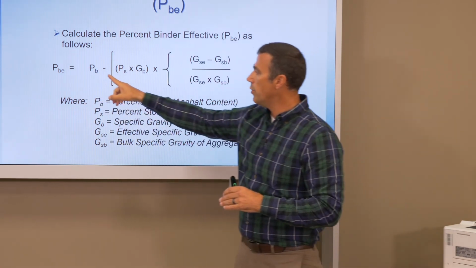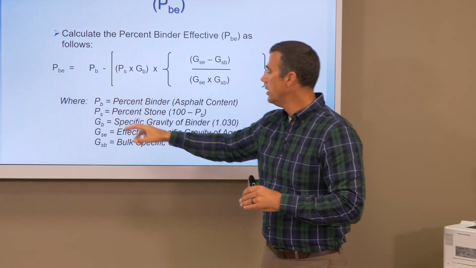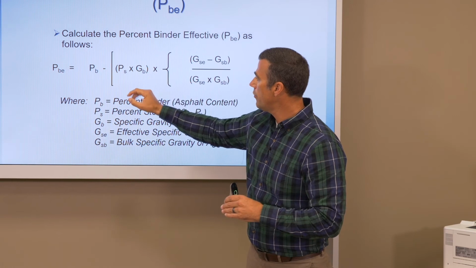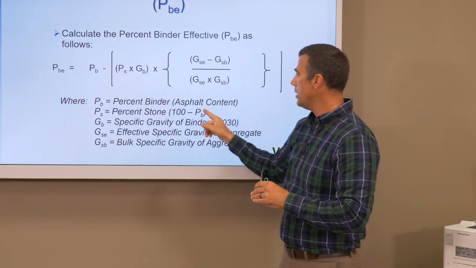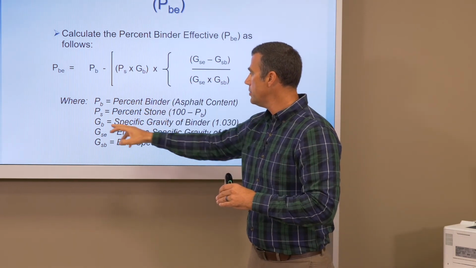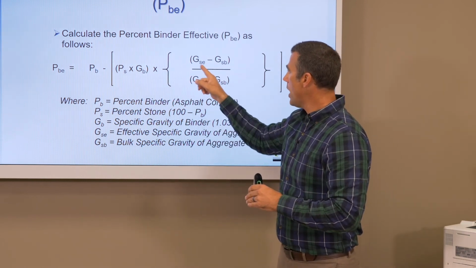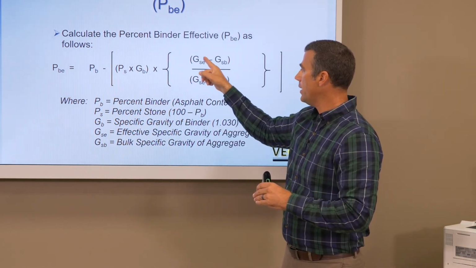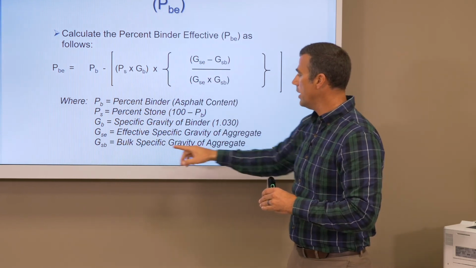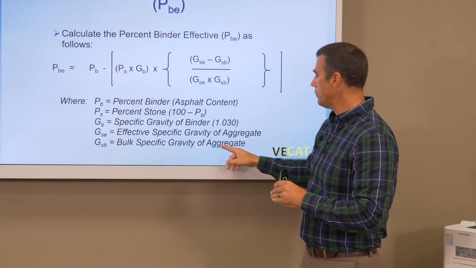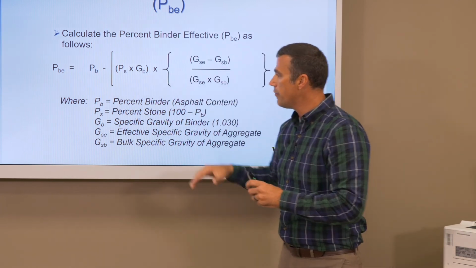So that means we start out with what's the total binder percentage? Percent binder in the mix, total binder. And then as we move into our formula here a little further, percent stone. What's the percent stone? 100 minus the percent binder. The gravity of the binder, GB, remember that 1.03? And then gravity of stone effective, or effective specific gravity of the stone, we just calculated that a few minutes ago. And then we also calculated a bulk specific gravity of the stone, or the aggregate as well. So that's these numbers here.